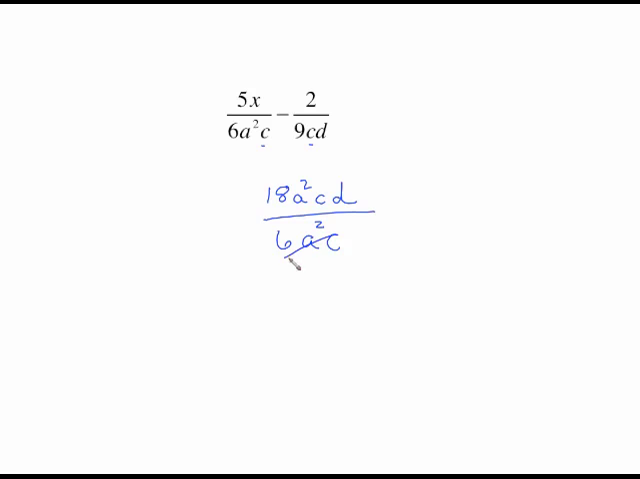Same thing, I could put a 9CD on the bottom. Is 18a squared CD divisible by 9CD? Yes, that's the whole idea on the common denominator. This common denominator must be divisible by each of the original denominators. So that's my common denominator.